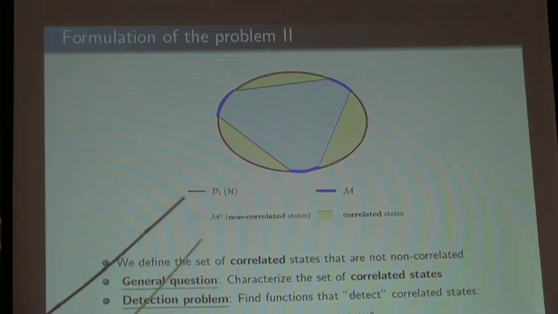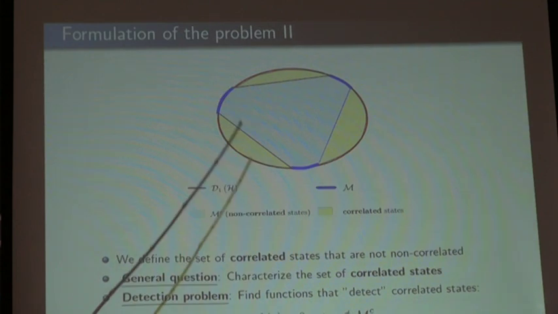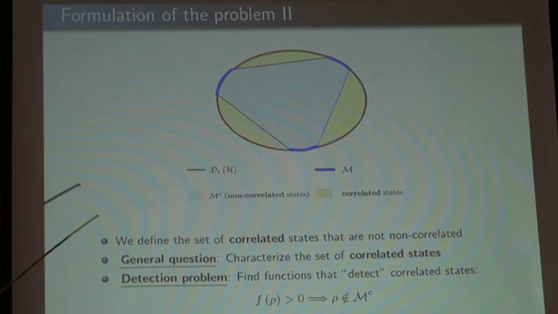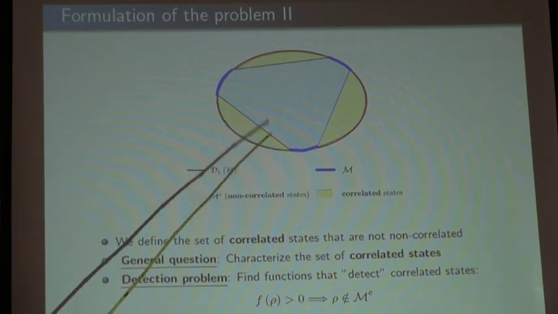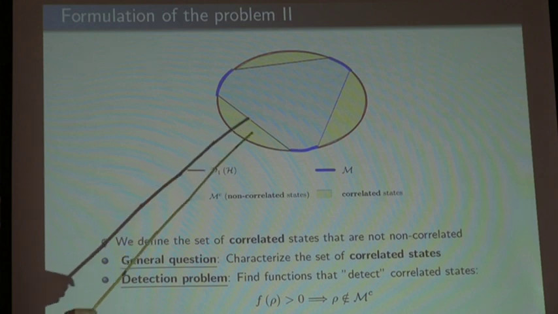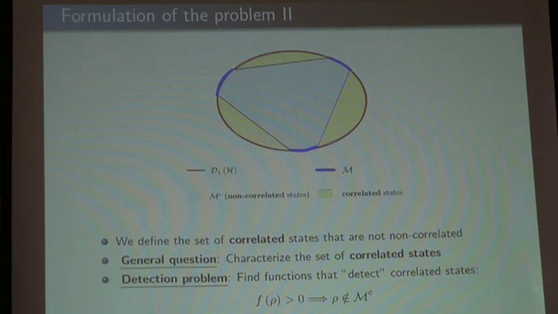So obviously, the set of correlated states is just the complement of the set of non-correlated states, right? So it's just this yellow region here, and we ask general questions, like we want to characterize the set of correlated states. That is, someone gives me a mixed state, I want to decide whether it is inside this convexified M or it is outside. Okay, so whether it is correlated or not.